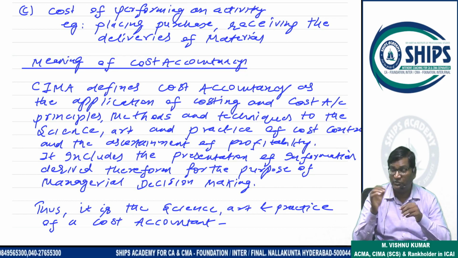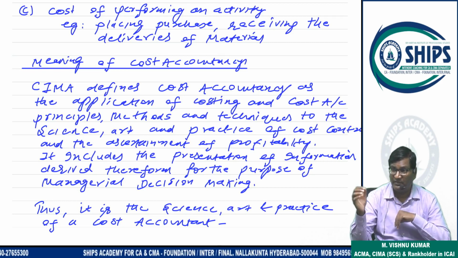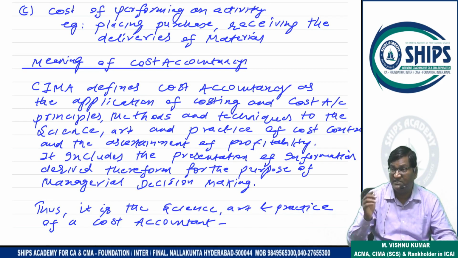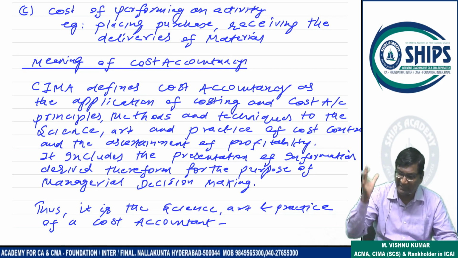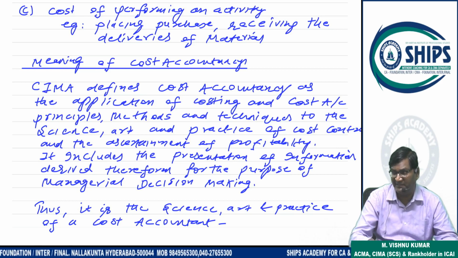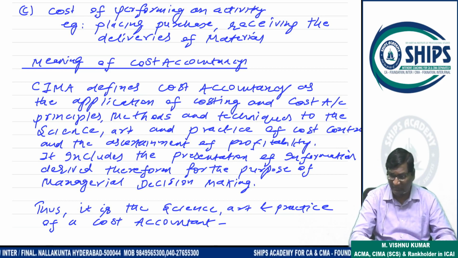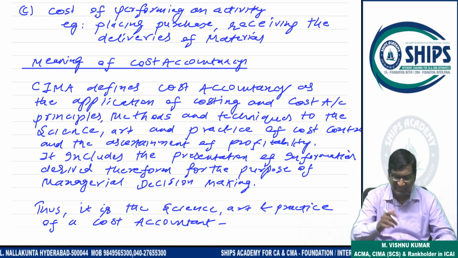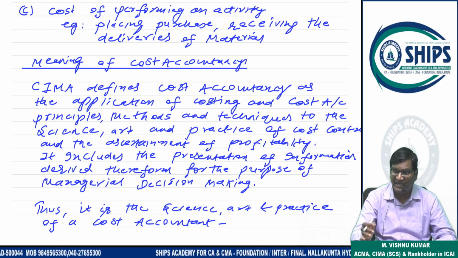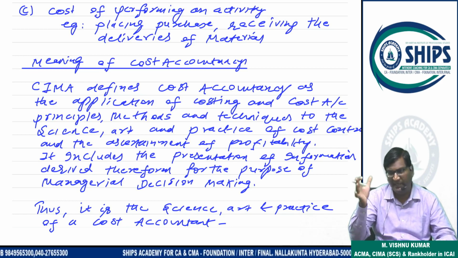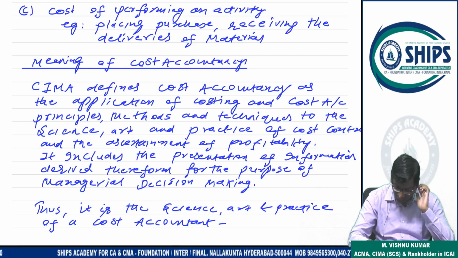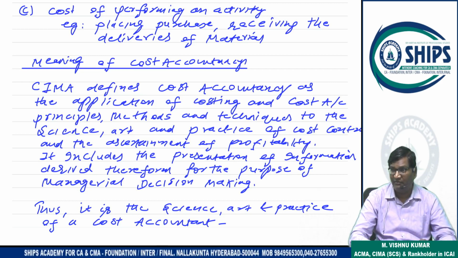Clear? So that is called accountancy. So in simple words, cost accountancy is nothing but science, art and practice of cost management professionals. Science, art and practice. Science means what? Art means what? First I am explaining a simplified version. Cost accountancy is the science, art and practice of a cost and management accountant. So first you should understand what is science, what is art and what is practice.